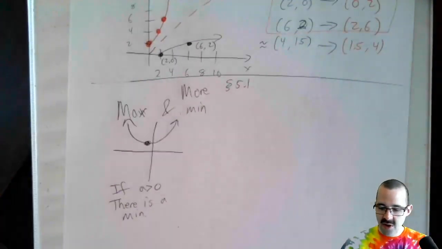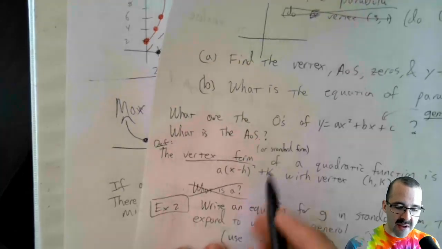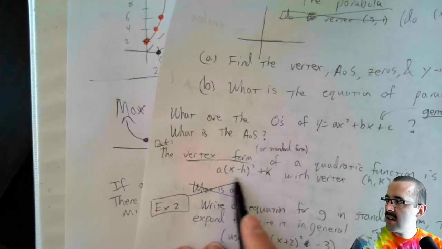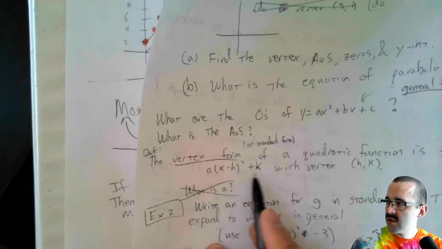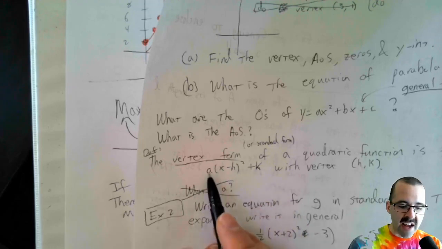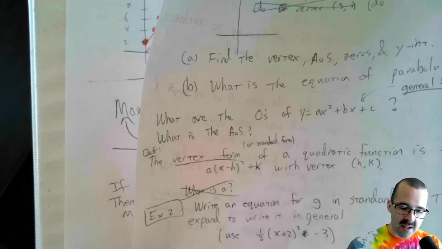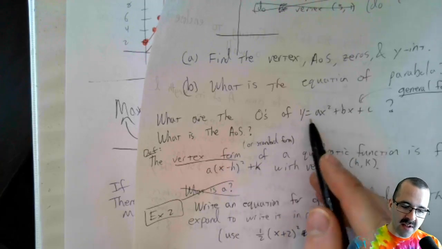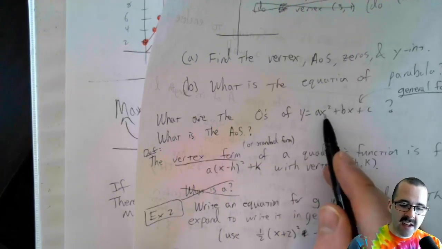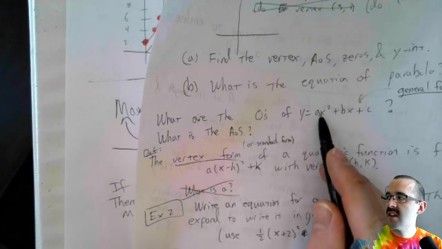Okay? And remember a, oops, that's not the sheet I meant to show you. Remember a, all right, if we have vertex form, this is what vertex form looks like. And if that a is positive, it'll have a minimum. General form is in this form, it's the same a. If a is positive, we're going to have a minimum, and it's going to open up.